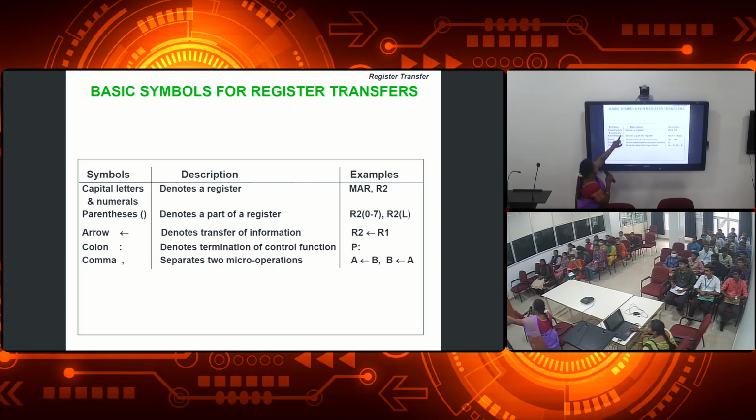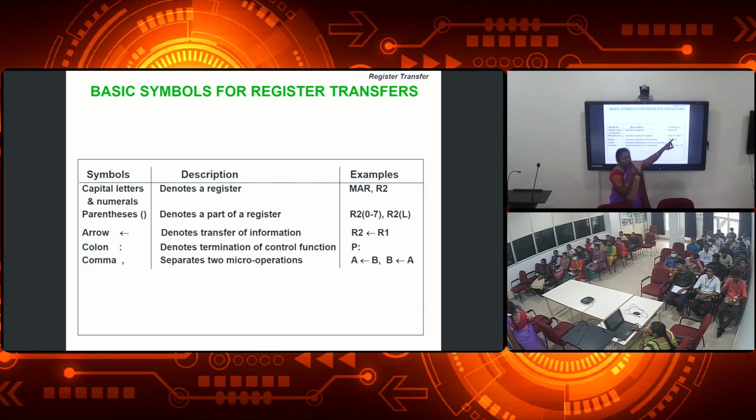Next, registers are represented using capital letters. How do we represent a register? MAR. All the letters should be capital. And then next, register R2 is also one way of representing registers. And then next, what is the purpose of using parentheses? For giving values, PC of H. What is the purpose of PC of H? Higher order bits. PC of L means lower order bits. Here, H means how many bits are used in the higher order? 8 to 15. Next, PC of L means 0 to 7. So it denotes a part of a register. Parentheses denote a part of a register.